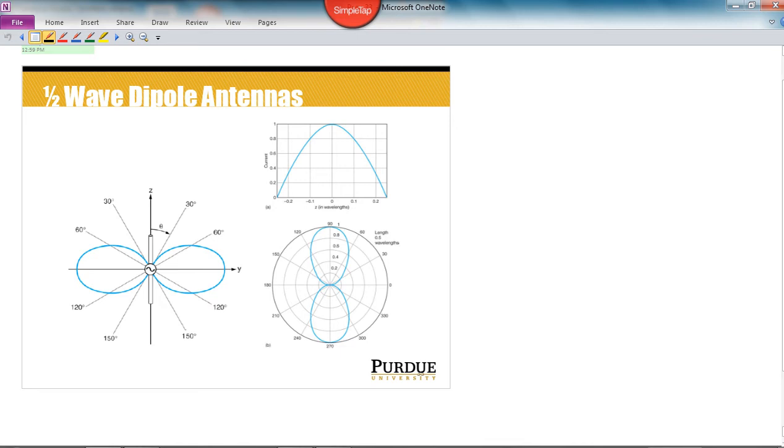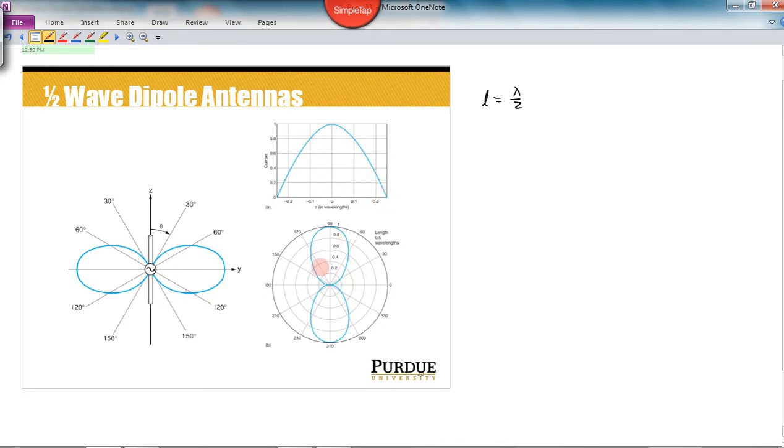A dipole antenna can be made of any length L, but most commonly we will use an overall length of L equal lambda over 2, and this is called a half-wave dipole antenna. The top figure shows the current distribution for a half-wave dipole antenna, and you can see that the maximum current occurs at the feed point, and we have a zero current at both ends.